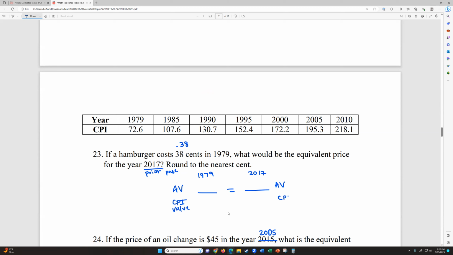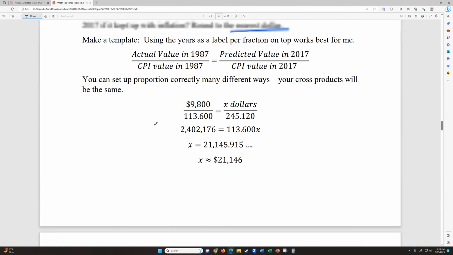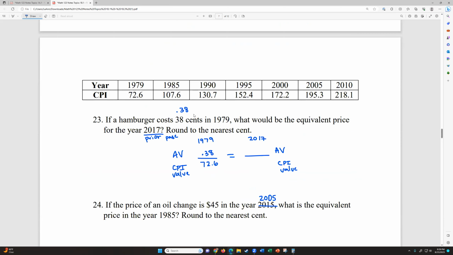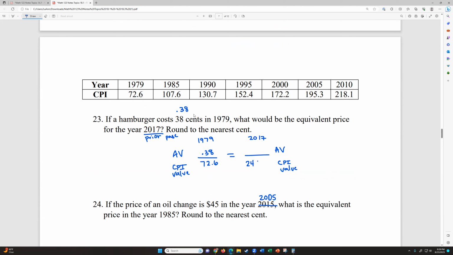One of these things we don't know. We knew the actual cost of the hamburger in 1979. We also can look at this chart right here and see the CPI value of goods and services in 1979. On the previous page, I did have the CPI for 2017. It was 245.120. And remember, we wanted to know what the equivalent cost of that hamburger would be in 2017. So what does the hamburger now cost?